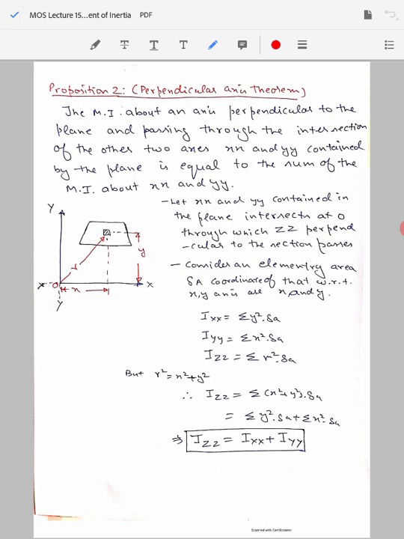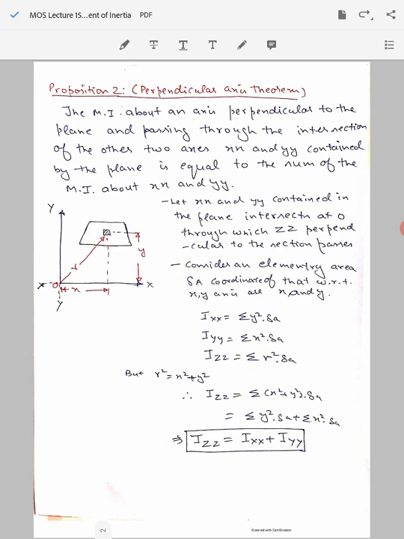So here in this figure you see this is your axis xx, this is your axis yy. They both are perpendicular to each other. They are contained in the plane of this paper or the board, and there is another axis which is passing perpendicular to them and through the origin O. It is perpendicular to both x and y, and it is out of the plane of this paper or the board, that is the z axis. So what this theorem is saying is that IZZ will be equal to the sum of IXX plus IYY. That is the mathematical statement of this theorem, or proposition.